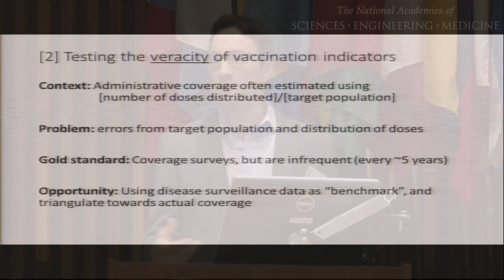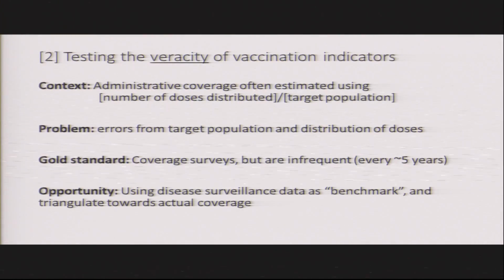Okay, changing gear a little bit, the second example I wanted to talk about is about veracity of data. What are the opportunities in looking at the reliability of the data set that you have on hand? One example that I think is important is looking at what you get from administrative coverage data. When you're administering maybe a vaccination campaign, you're delivering a large number of doses to a specific target population.